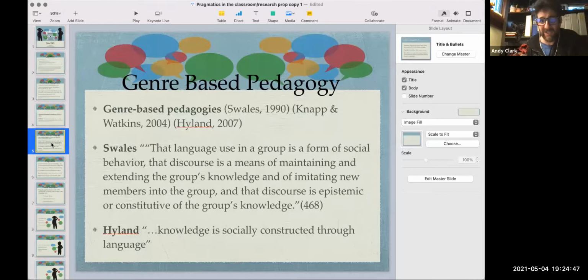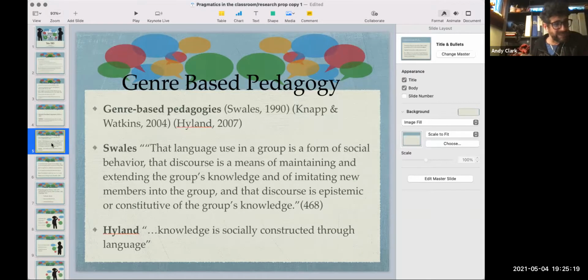Hyland said, knowledge is socially constructed through language. What does this have to do with genre? Well, genre is a framework for language usage based on exemplars. It relies on a model. It relies on co-construction and independent construction. It's typically used for writing. It supports writers with a structured yet generalized framework for writing. It has a communicative purpose.